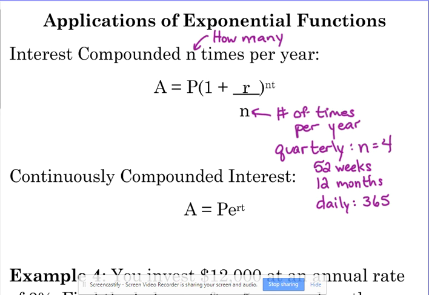Halves? So that would be semi-annually. That would be twice a year, okay? I've never really seen that one pop up too much. These are the most common.